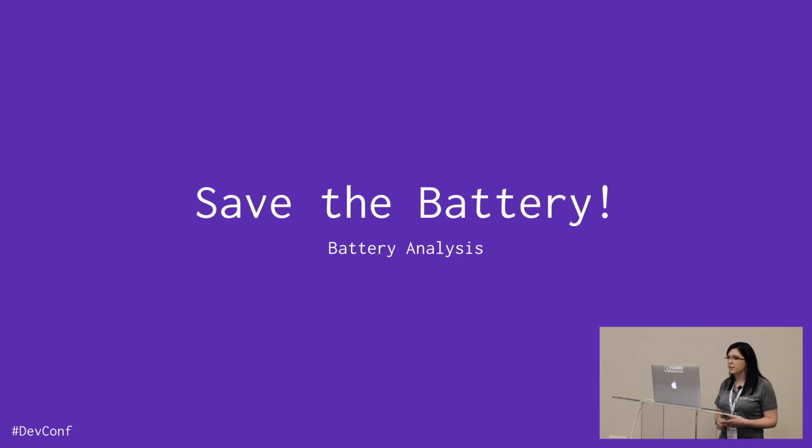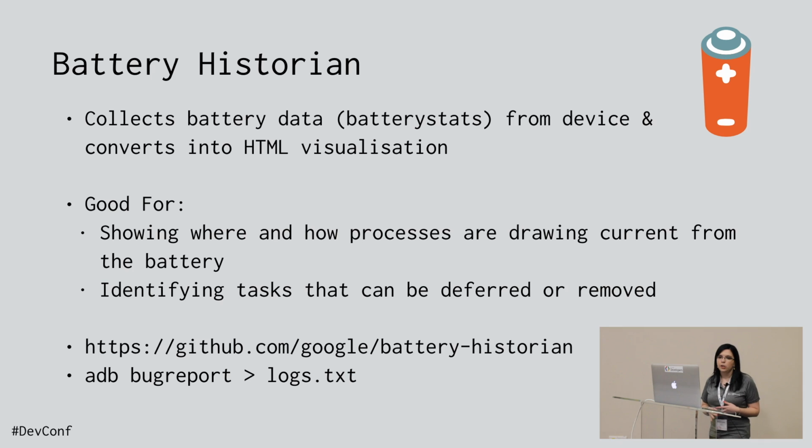Cool. So the next one that we're going to have a look at is saving the battery. So this is battery analysis tools. So Battery Historian is basically a separate tool. It's not within your Android Studio or anywhere else. It's a separate GitHub repo that you have to check out, and then you have to run a whole bunch of commands to install it, a little bit of a mission. But once it's up and running, you're good to go.